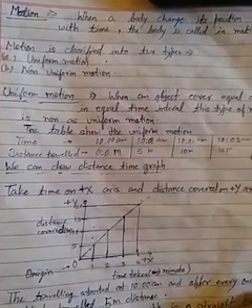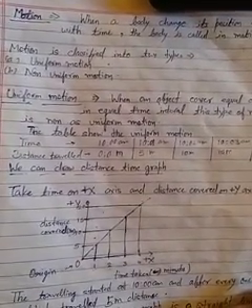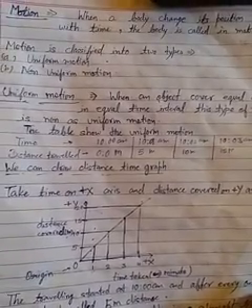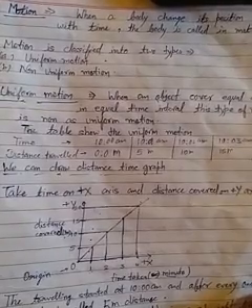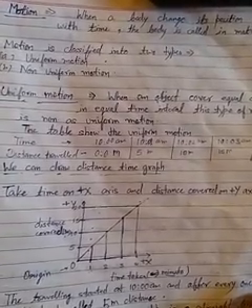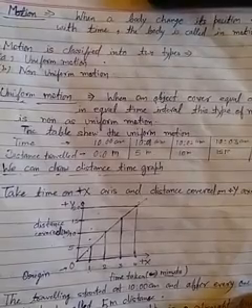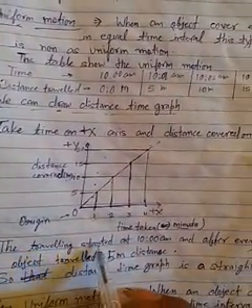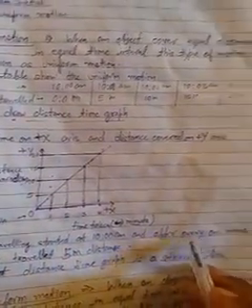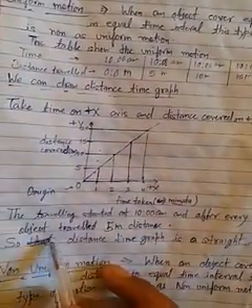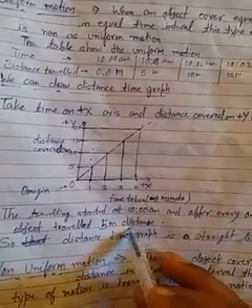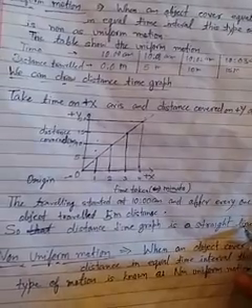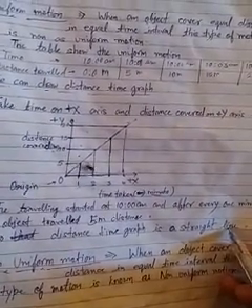Okay, so the distance time graph that is obtained as a straight line shows that the motion is uniform motion. The traveling started at 10 am and after every 1 minute, the object traveled 5 meter distance. So the distance time graph is a straight line that shows the uniform motion.